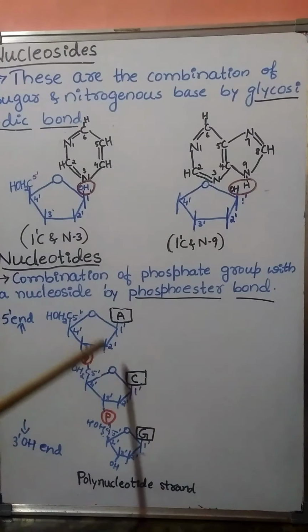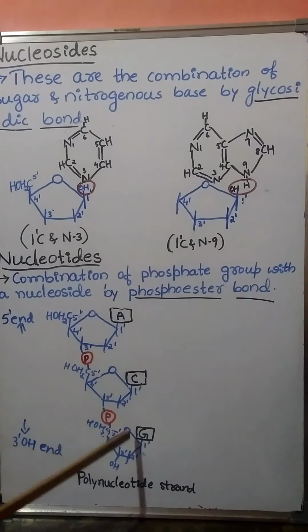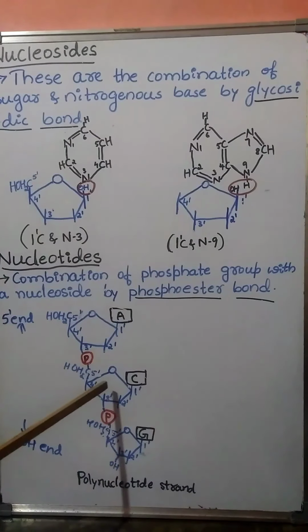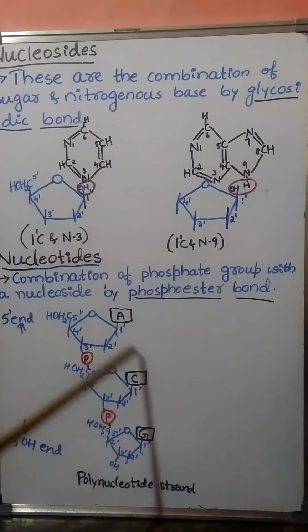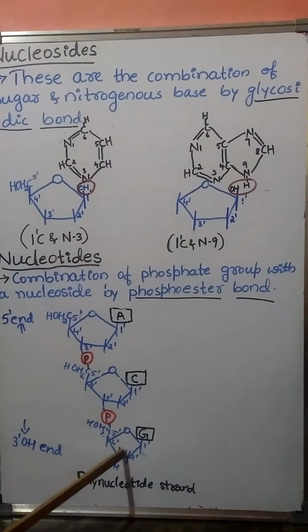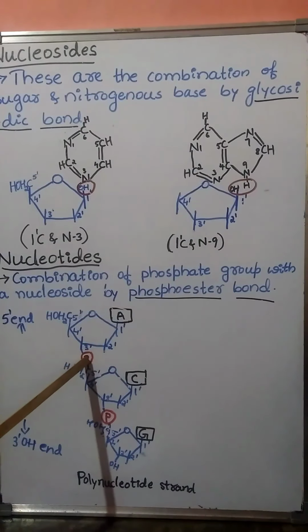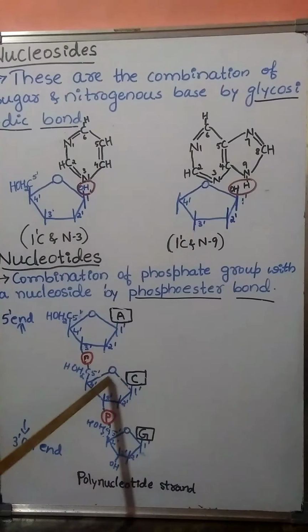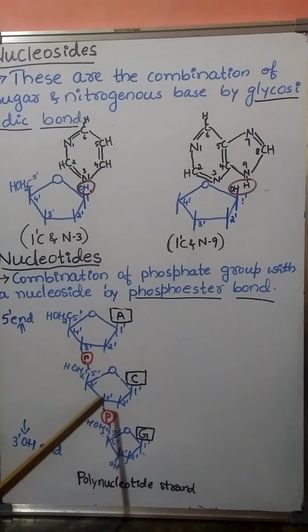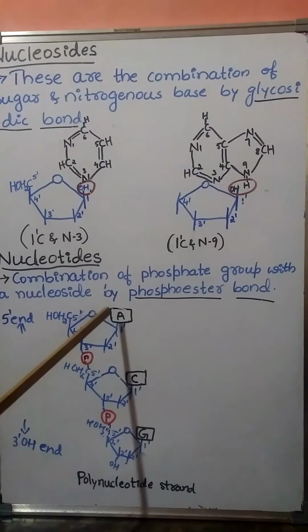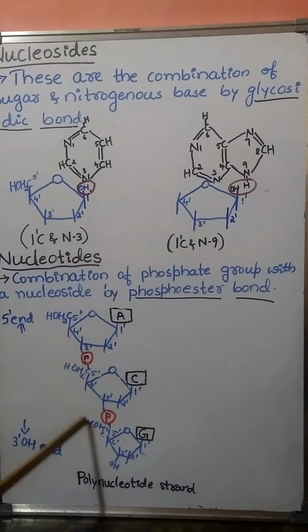When numerous nucleotides are joined like this, then a polynucleotide strand is formed. It is also called a polynucleotide chain. Nucleotide means it should contain sugar, nitrogenous base and phosphate group. Like this, many nucleotides are linked by forming phosphodiester bonds, which forms a polynucleotide strand or polynucleotide chain.